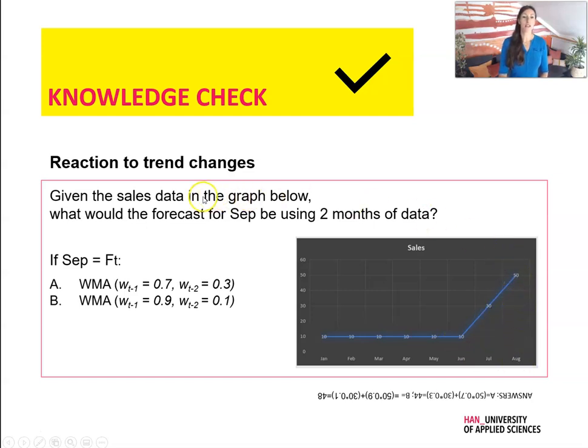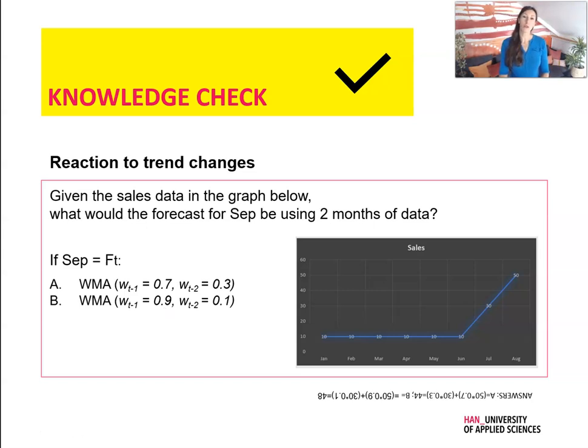And the question is, what would the forecast for September be if you use only 2 months of data? Specifically, what if the weighted moving average has a weight of 0.7 and 0.3? So you have a 30-70 split. And what would it be if instead you use a split of 10% and 90%? And the answers are here below, so you can check if you did your calculations correctly. You can pause the video to do the calculations.